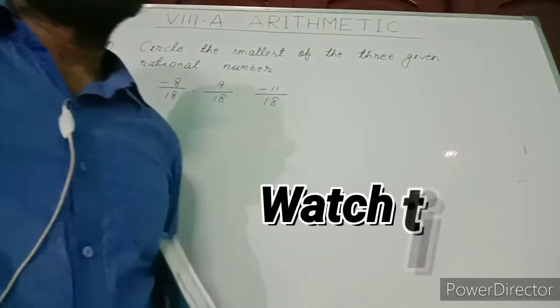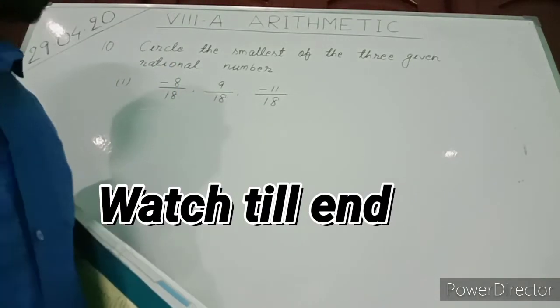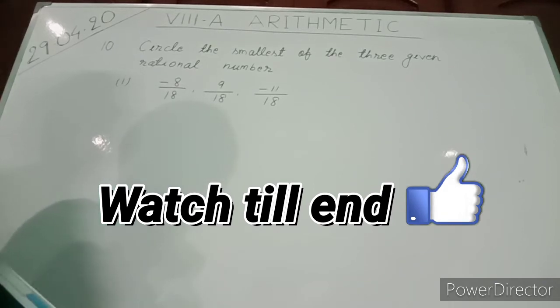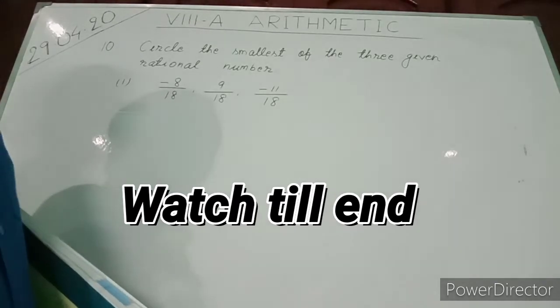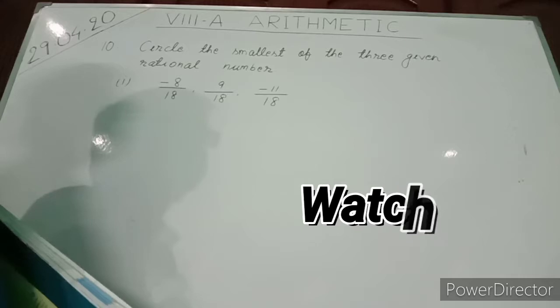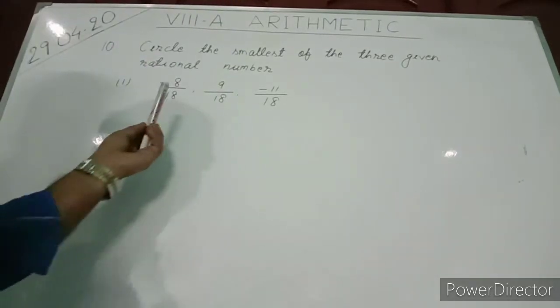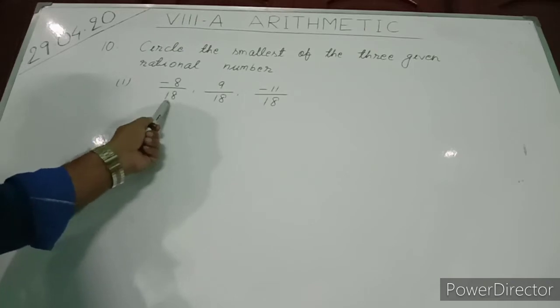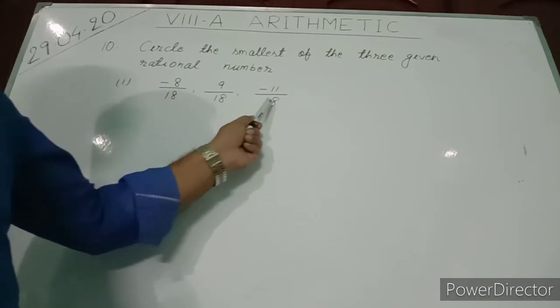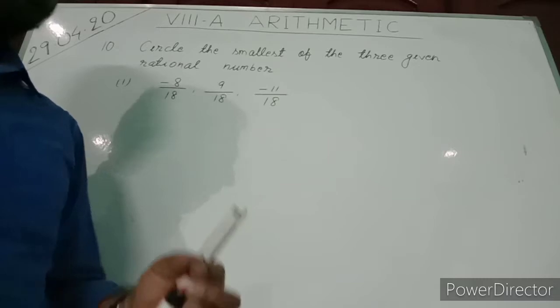Good morning, students. In this class of arithmetic, today we'll solve question number 10. The question is, circle the smallest of the three given rational numbers. These three given rational numbers are minus 8 by 18, 9 by 18 and minus 11 by 18.